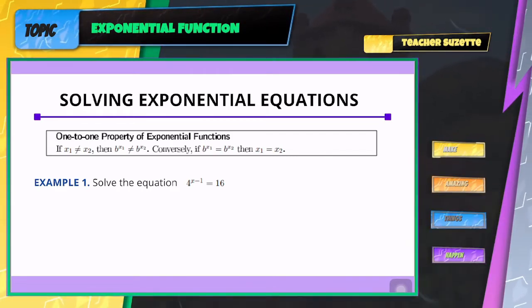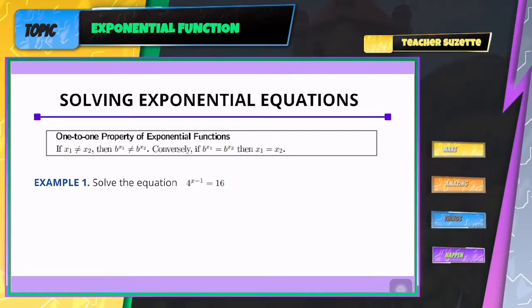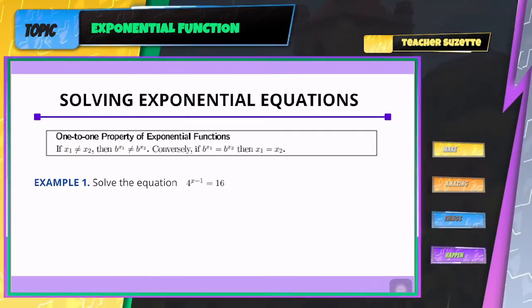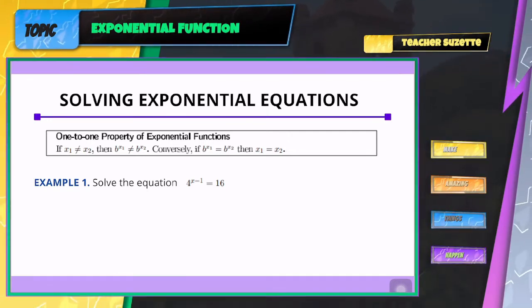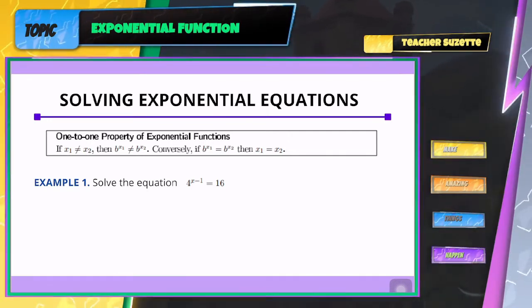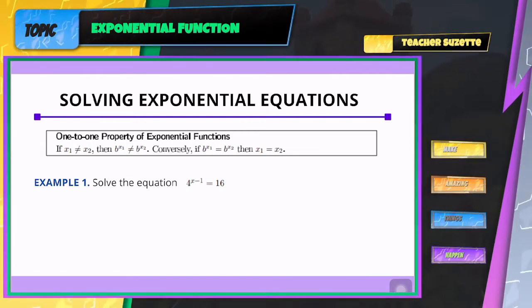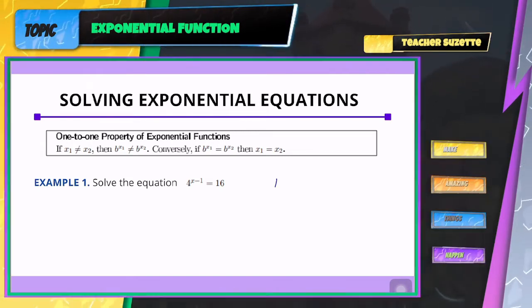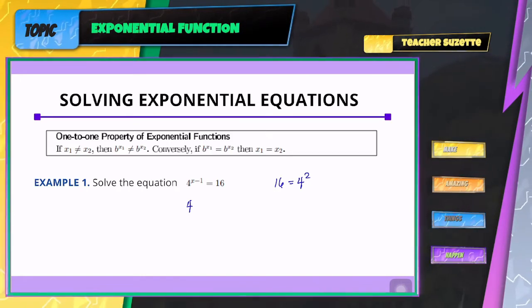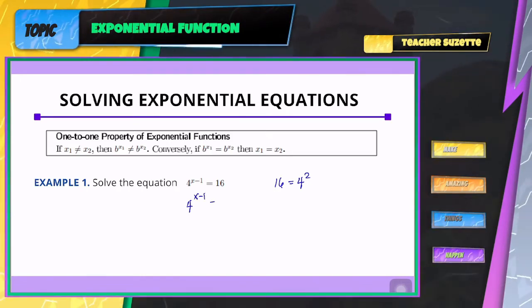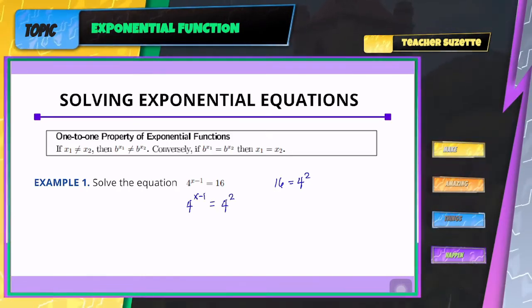So, we have to make the bases of each side of our equation the same so that we can equate their exponents. So we have, for our first example, solve the equation 4 raised to x minus 1 is equal to 16. So alam niyo po na ang 16 can be expressed as 4 raised to 2. So rewrite natin yung ating 16. So magkakaroon tayo ng 4 raised to x minus 1 is equal to 4 raised to 2.